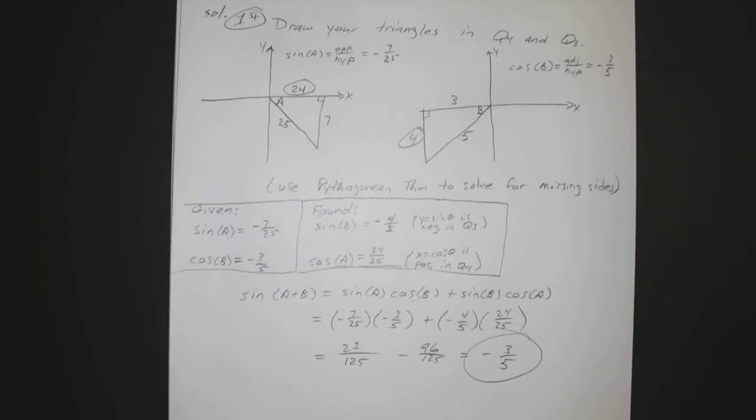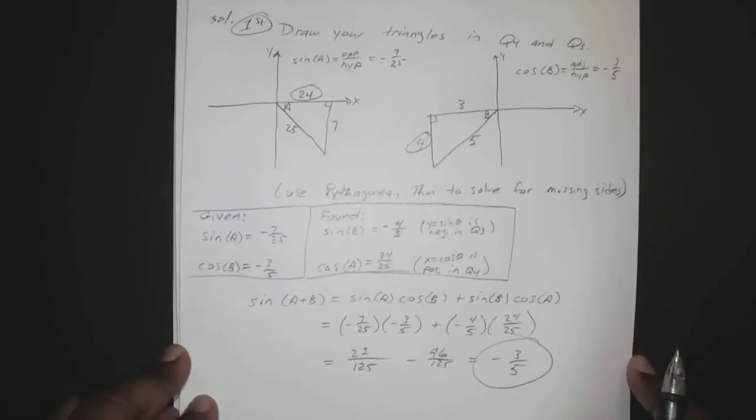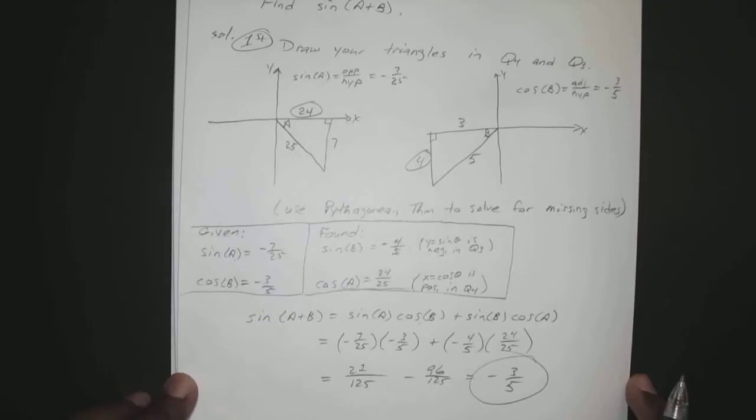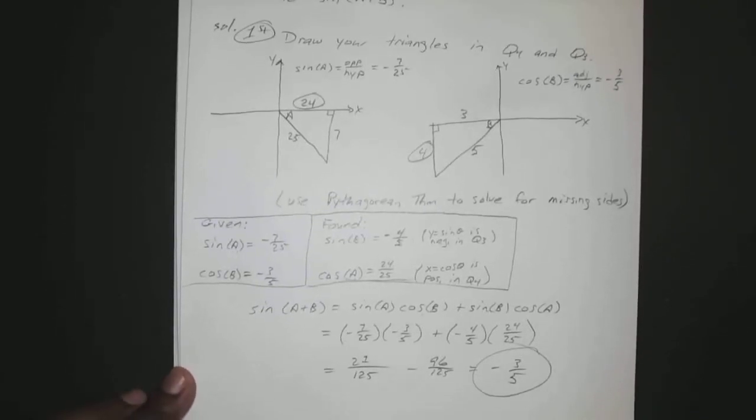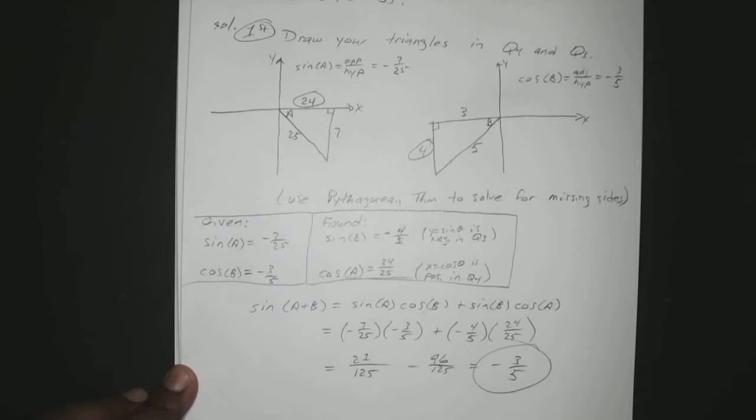Okay. So any questions on that one? Actually, it should have been negative 75 over 125, but simplifies to 3 over 5. All right. Hope anyone's still writing. Leave that up there for a few more seconds.